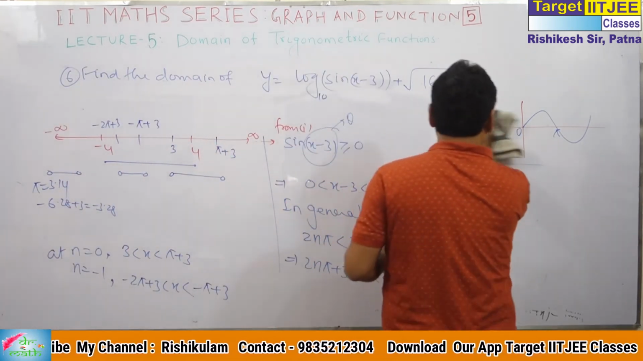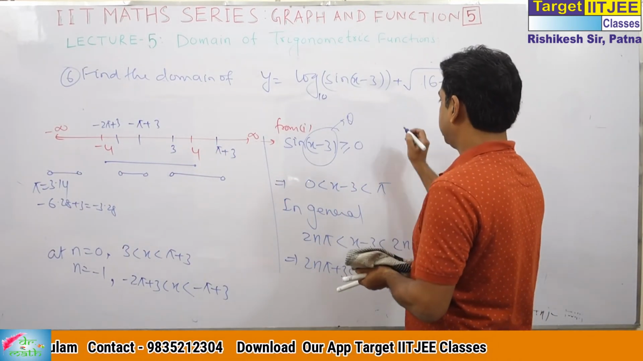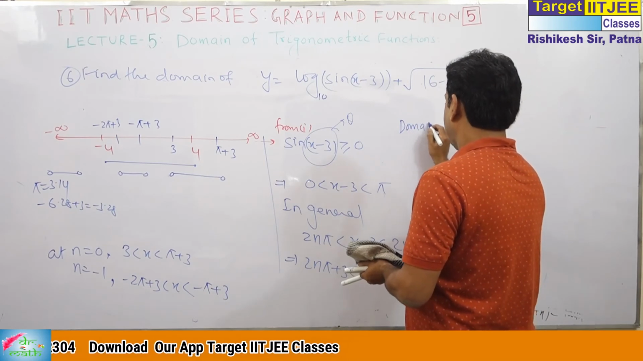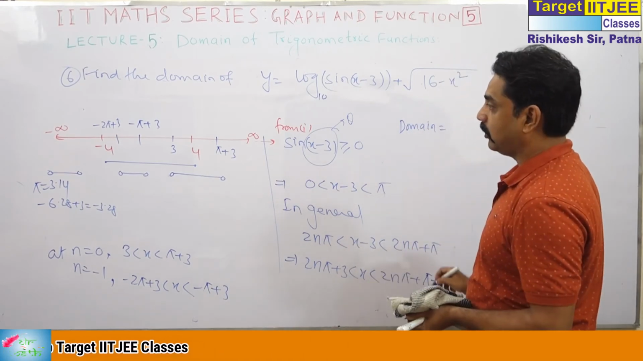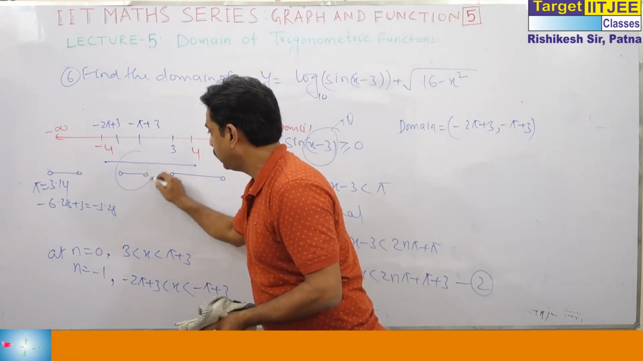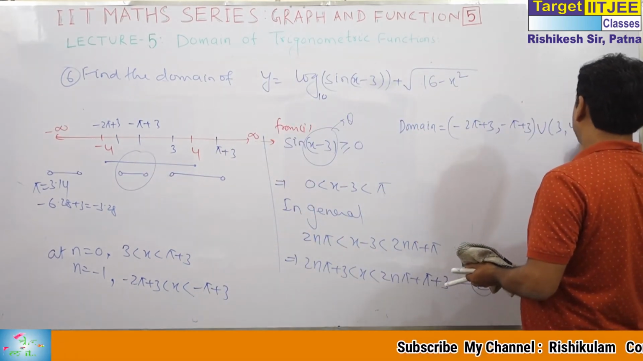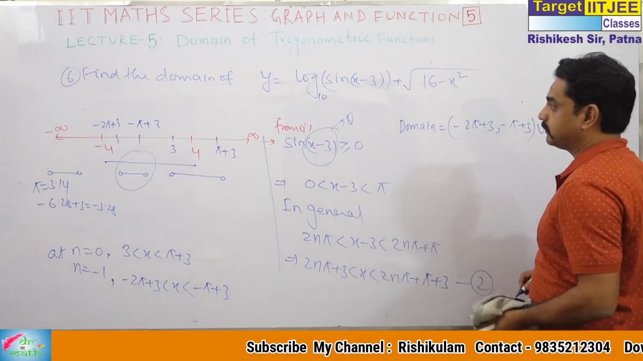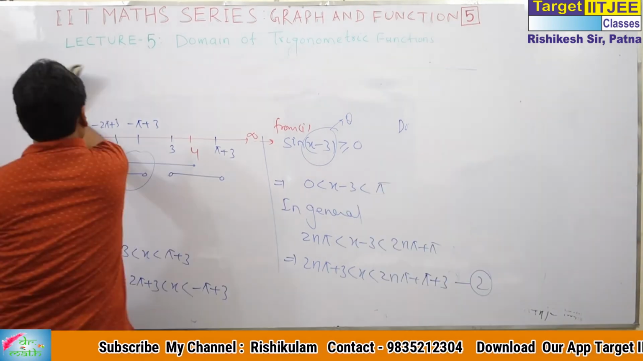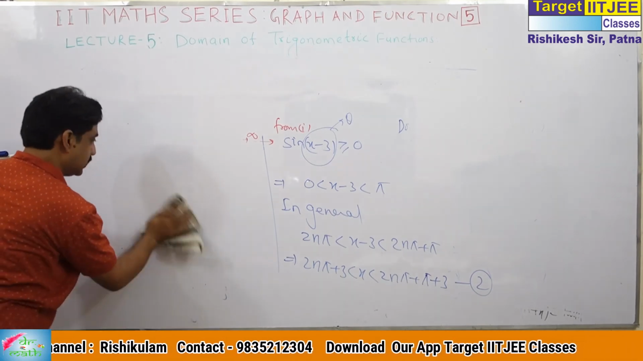So, what is the domain? We can say the domain is this common one, and union 3 open to 4 close. This is a question. Let's move to one more question. Now come to the next question.